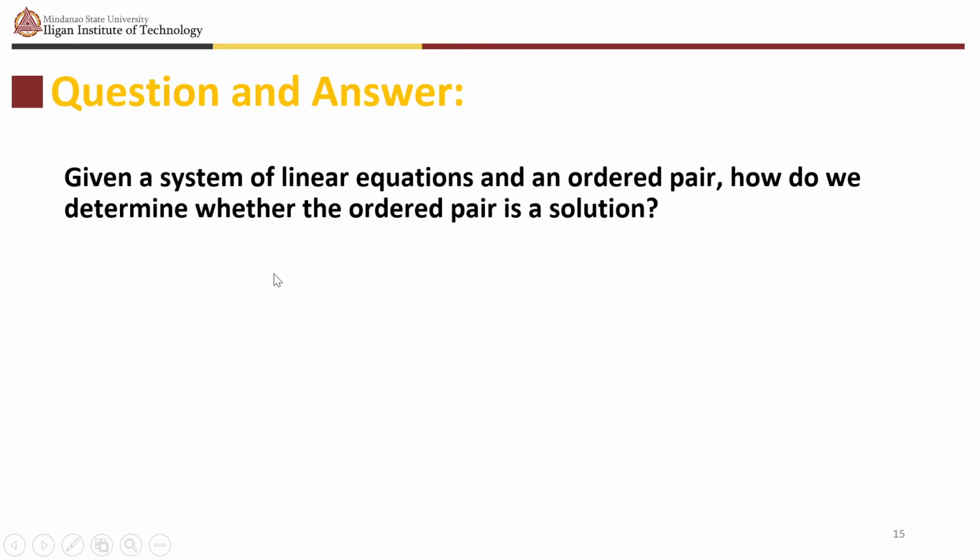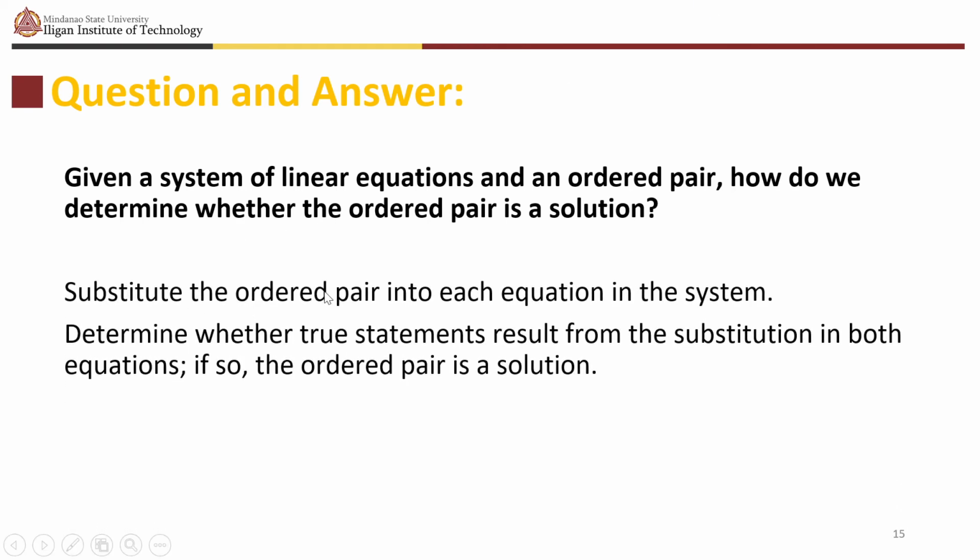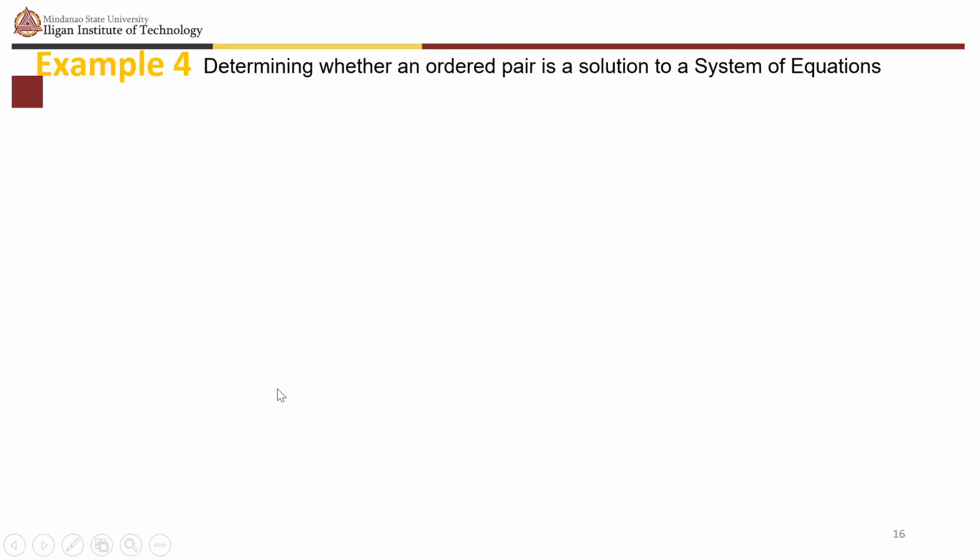Okay? If you are given a system of linear equations and an ordered pair, how do we determine whether the ordered pair is a solution? We simply substitute the ordered pair into each equation in the system. And then we determine whether two true statements result from the substitution in both equations. If so, the ordered pair is a solution. Let's take an example.